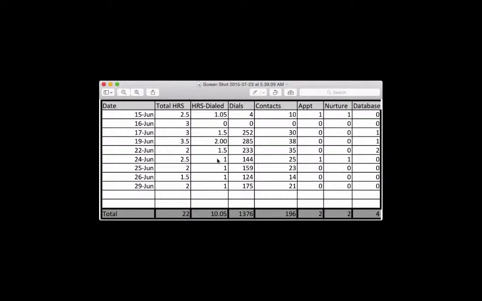Okay, here you can see her totals for the week. So the 15th, 16th, 17th, she didn't work the 18th, she worked the 19th, the 22nd, 24th, 25th, 26th, 29th. Total hours worked were 22 hours. Total hours dialed was 10 hours for that week. I'm sorry, this was 8 days, so it was a week and a half. Total dials were 1,376. Total contacts were 196. Total appointments were 2. Total nurtures were 2, and database was 4.